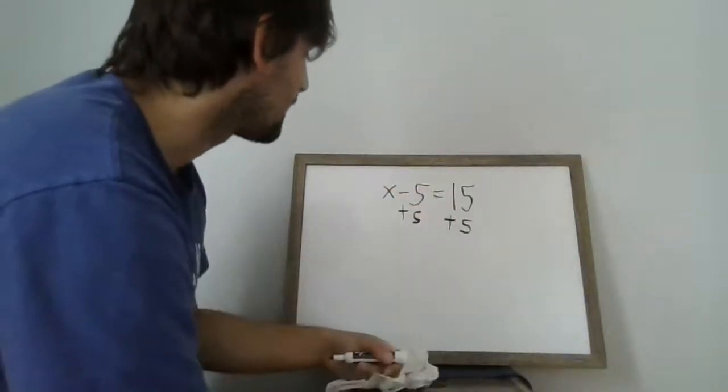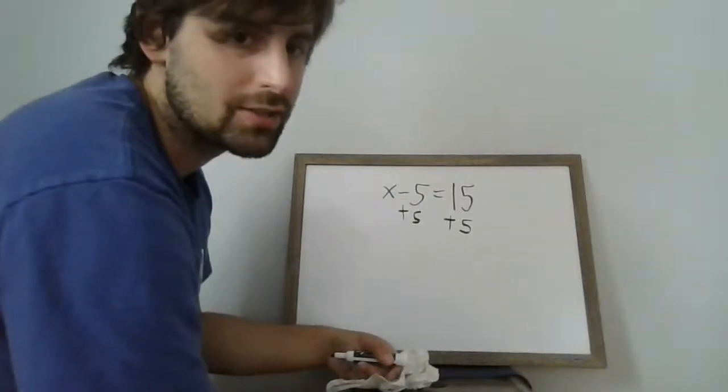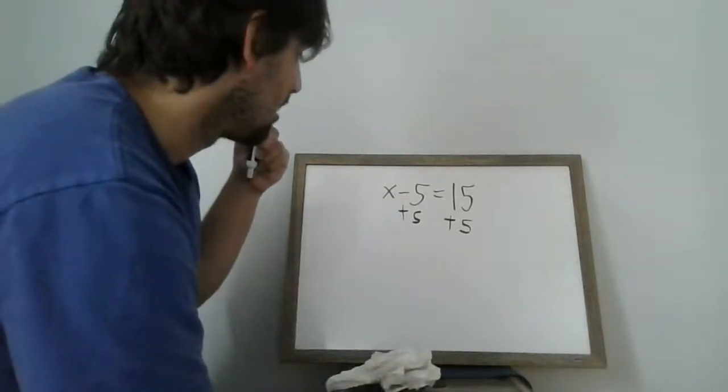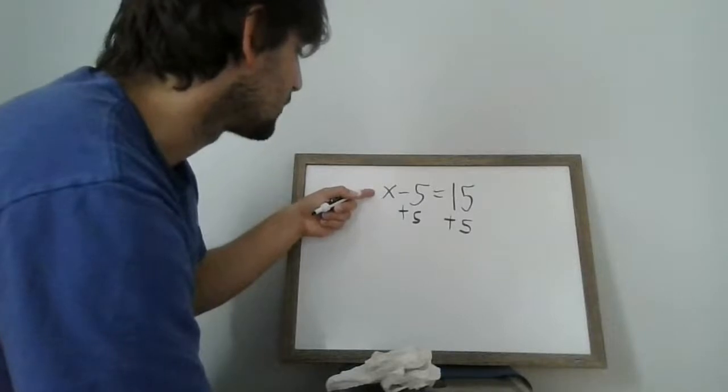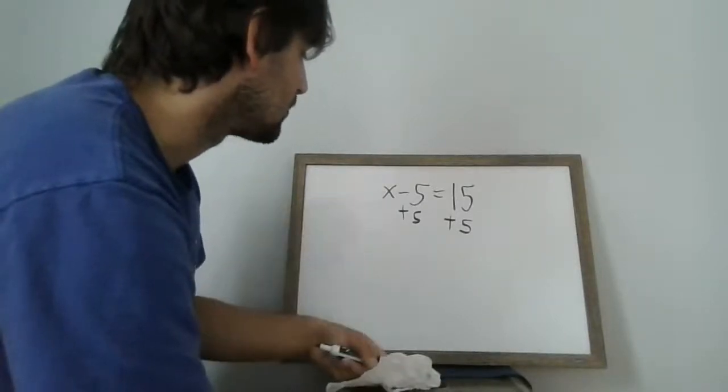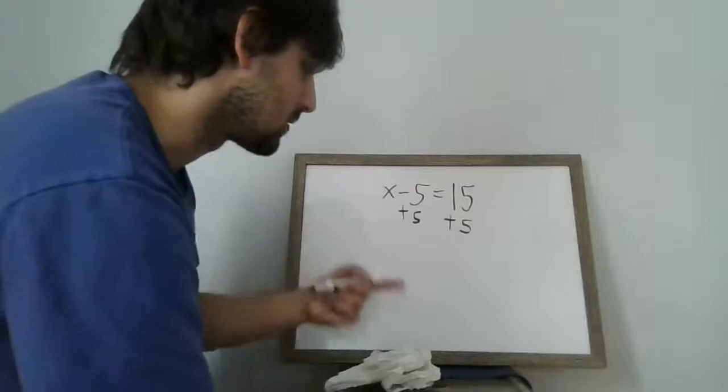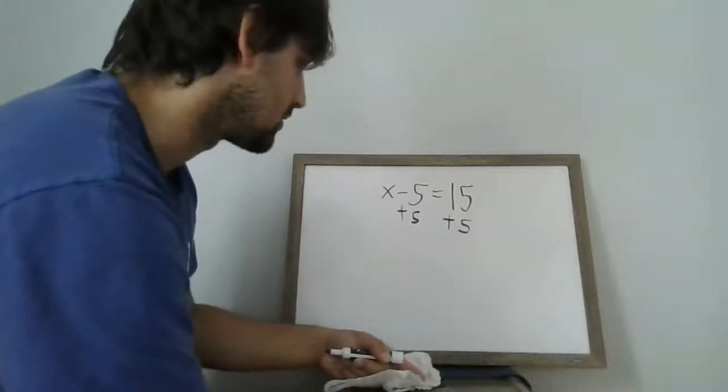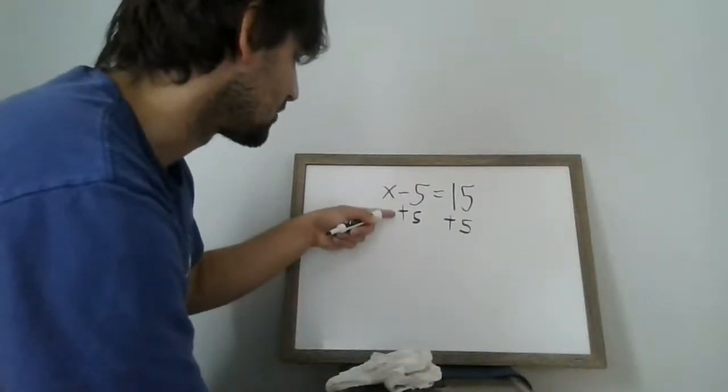We always do the opposite of whatever the operation is. So if they're subtracting from x, if they're doing x minus 5, we have to add. If they're doing x plus a certain number, then we would have to subtract. It's always the opposite of whatever the operation is. But here it's subtraction, so we need to add.